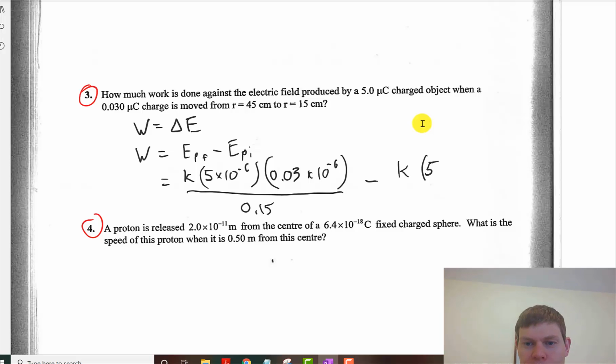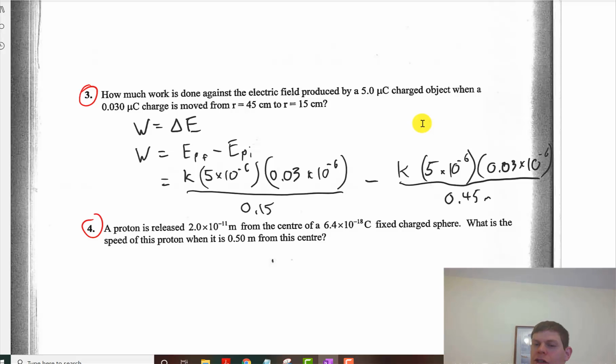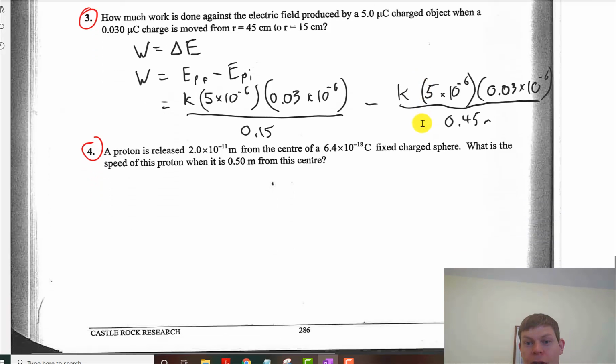If you're smart, you might be able to figure out how to combine them so you don't have to plug it in your calculator twice. 10 to the -6 coulombs, so the charge of the both things, and then we will divide it by the initial distance, which was 0.45 meters. And that's it. Work equals change in energy. There you go. Final potential energy minus initial potential energy.